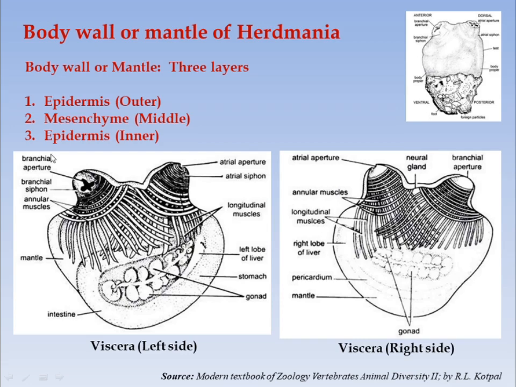And the third one, that is the innermost layer, is the epidermis. This epidermis is the inner ectodermal single layer, and it is formed of flat polygonal cells. I told you the outer epidermis had hexagonal cells, and in this innermost layer the cells are flat, whereas in the outer epidermis the cells were also flat, but hexagonal, and in this case they are polygonal. So this was all about the body wall or mantle of Herdmania.